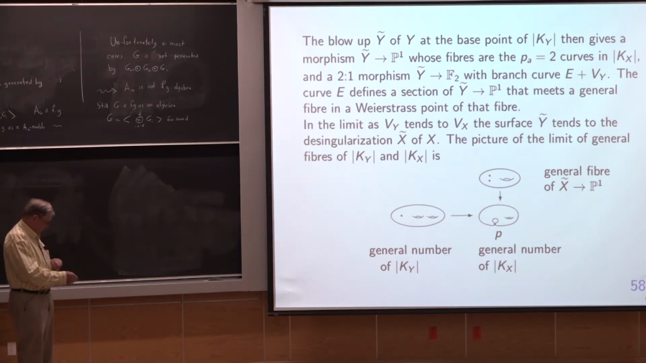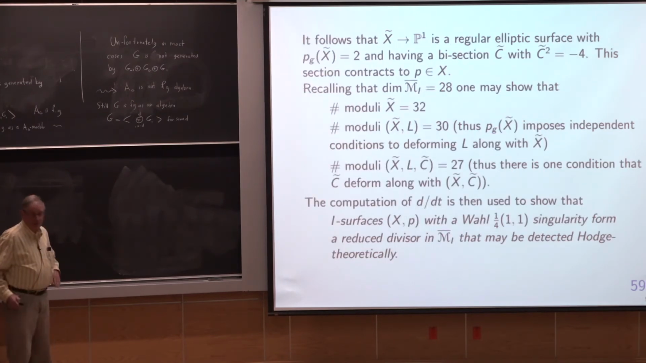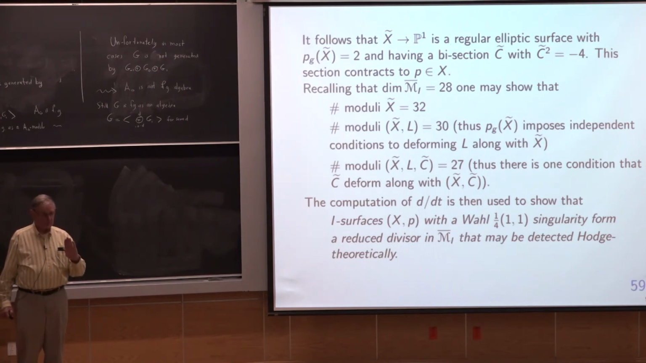I think I won't go through these pictures, I'm going to run out of time. I want to just give the bottom line of the story. So the desingularization is an elliptic surface. You haven't lost any of your holomorphic differentials in the limit, because it's a general fact that if you have finite monodromy, you don't lose any of your holomorphic differentials in the limit. Even though the surface becomes singular, those holomorphic two forms in the limit remain holomorphic.